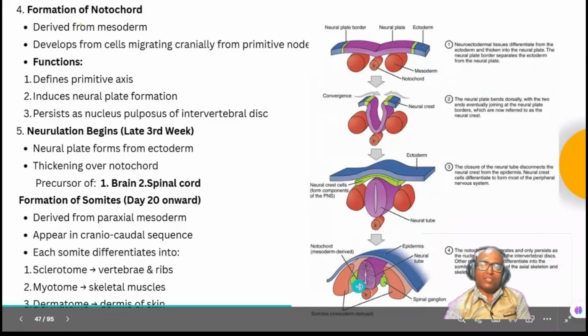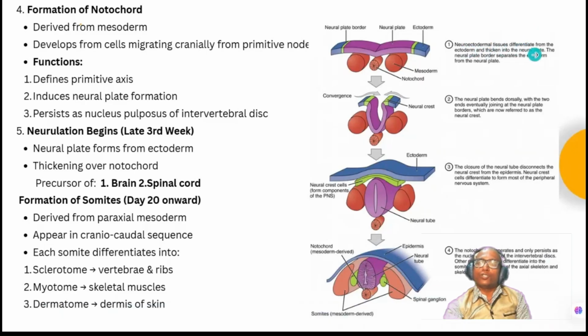Now you have got these peripheral nervous system components, and you have got this notochord, and this will be your epidermis or the ectoderm. Okay, now let us see. So neuroectodermal tissue differentiates from the ectoderm and thickens into the neural plate. Okay, so the notochord is formed. With this notochord formation, neuroectodermal tissue differentiates from the ectoderm and thickens into the neural plate.